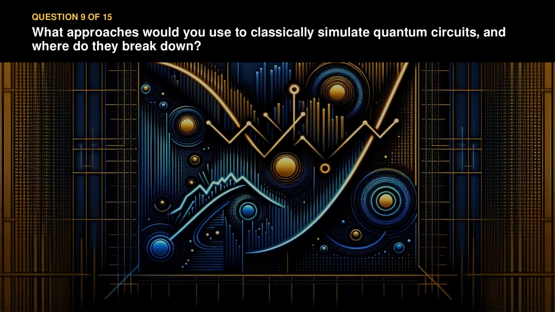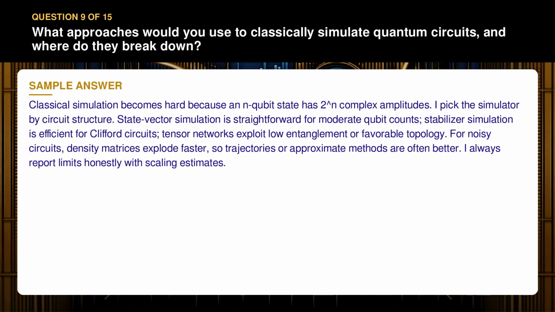Question 9. What approaches would you use to classically simulate quantum circuits, and where do they break down? Classical simulation becomes hard because an n-qubit state has 2 to the power n complex amplitudes. I pick the simulator by circuit structure. State vector simulation is straightforward for moderate qubit counts. Stabilizer simulation is efficient for Clifford circuits. Tensor networks exploit low entanglement or favorable topology.